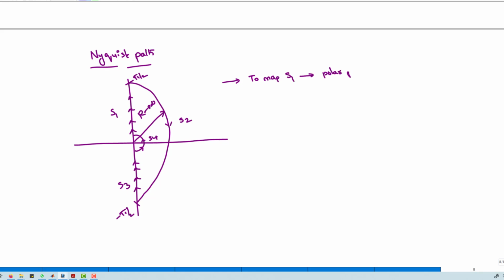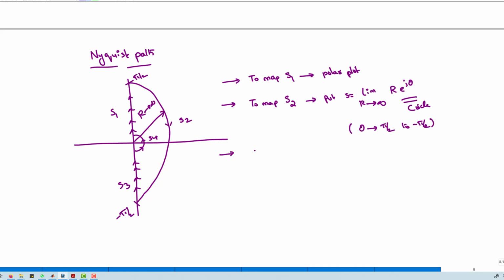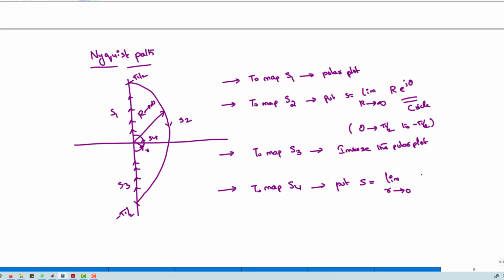Okay, there are S1, S2 and S3. To map S1 we have to draw the polar plot. To map S2, it is an infinite semicircle with radius infinity, so we put S equal to limit r tends to infinity of r into e to the power of j theta, where theta varies from pi by 2 to minus pi by 2. To map S3, you just take the inverse of S1, that is, the inverse polar plot. To map S4, the radius is tending to 0, so put S equal to limit r tends to 0 of small r into e to the power of j theta, where theta moves from minus pi by 2 to plus pi by 2. These are the four important points we have to understand while we draw the Nyquist plot.